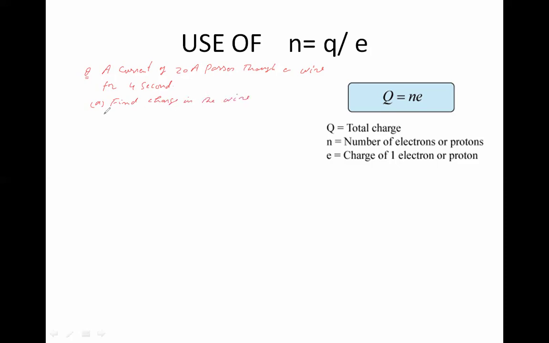It's a very simple part, but the second part is not so simple. If the charge on one electron is 1.6 into 10 power minus 19 coulomb, how many electrons are in the charge? Can you solve it? Do you want to solve it?